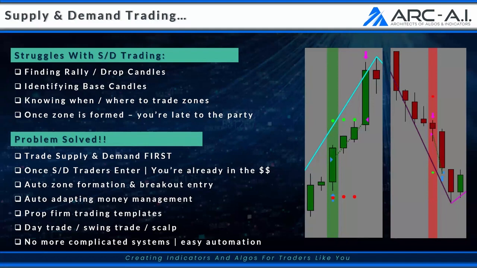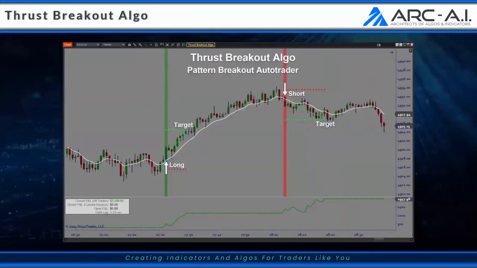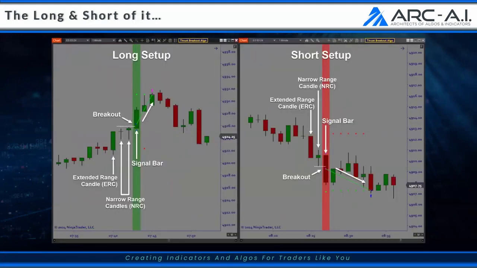Yes. Can you trade it for scalps? Yes. Day trading, of course. No more complicated systems. Okay, so it's going to be easy automation. Good stuff. So here's another example of how it works. So you've got rally candle, base candle, rally, there's the breakout, took the trade, got some money. Drop, base, breakout, in the money. Okay, good stuff. Let's look at another example of the trades and how they work.